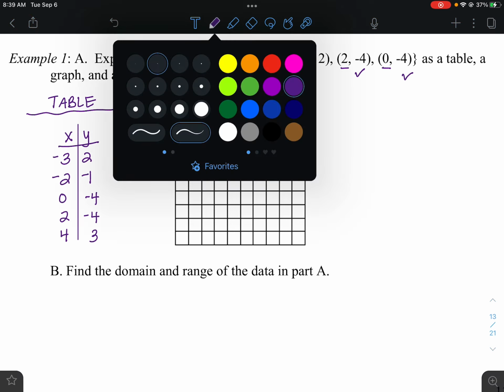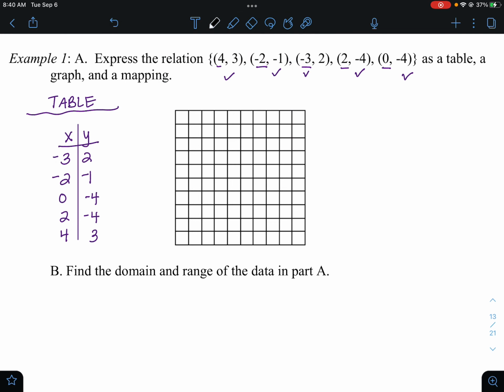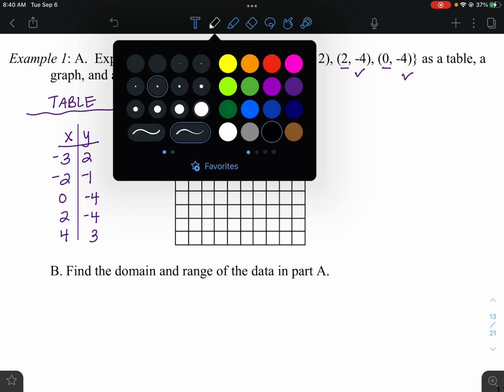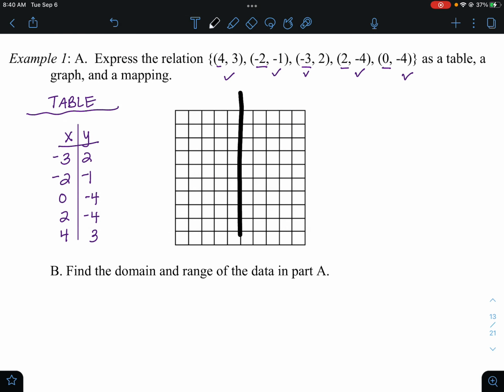All right, for a graph, I'm going to put an xy axis in. Well, let me get that just a little bit thinner. Okay, I'm going to put an xy axis in. I'm just putting it right in the middle. Now, it is important and 100% necessary for you to put your XY axis in.